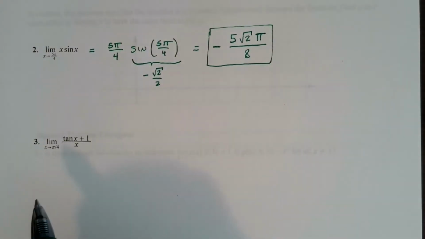Tangent function, it is continuous on its domain. Now its domain is not all real numbers. If you remember the tangent function, tangent x is sine x divided by cosine x, and that ratio therefore is undefined when cosine of x is 0.